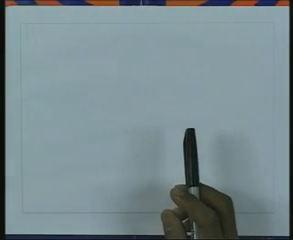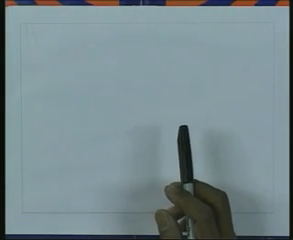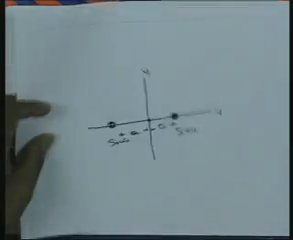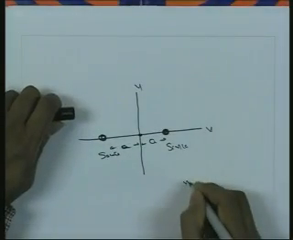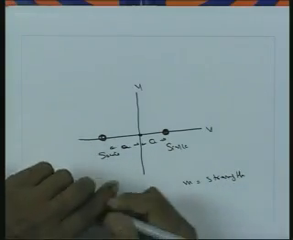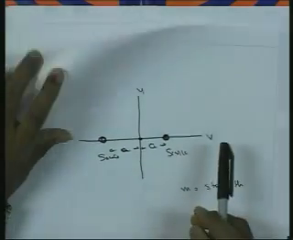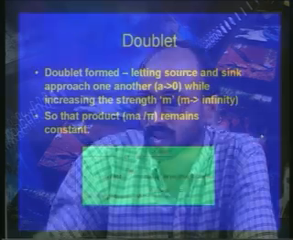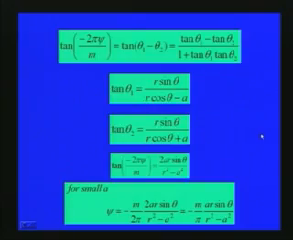As a tends to 0, the strength m of the source or sink is increased. m is the strength of the source or sink. So when m tends to infinity and a tends to 0, we say that a doublet is formed, such that the product m a by pi remains constant. This is obvious from this figure.